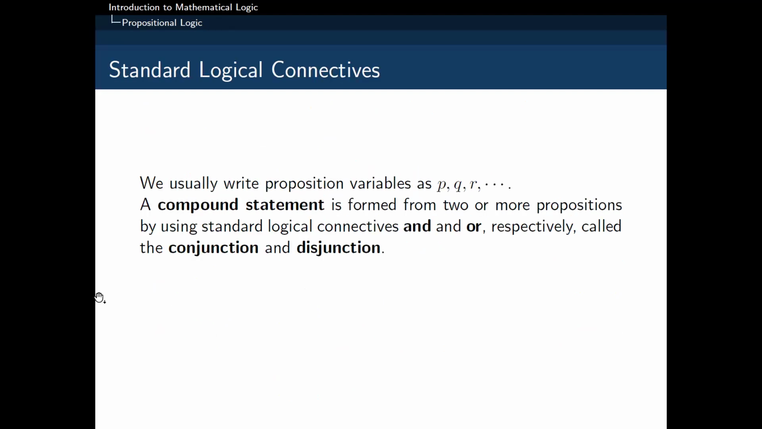In the next video, we will understand some standard logical connectives.